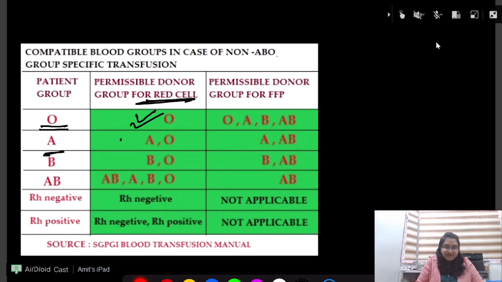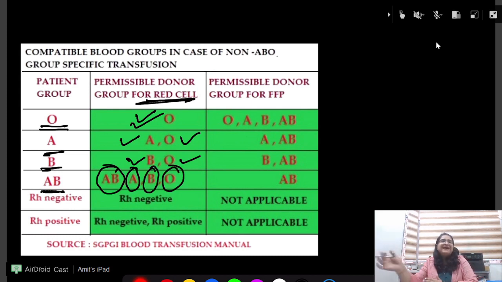A can get from A and from O. B can get from B and from O. AB can get from AB, next is A, next is B and next is O. This is the pattern we follow.